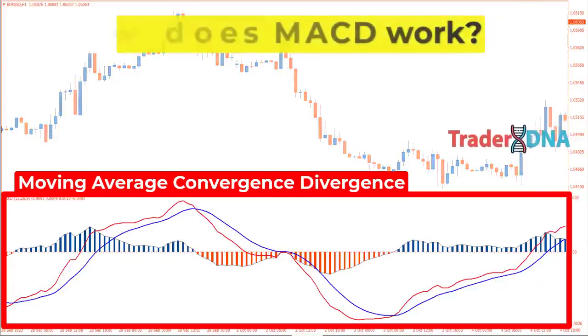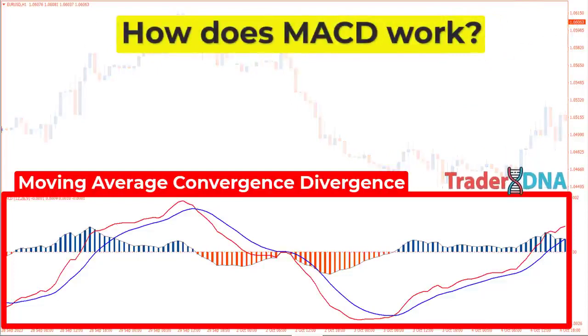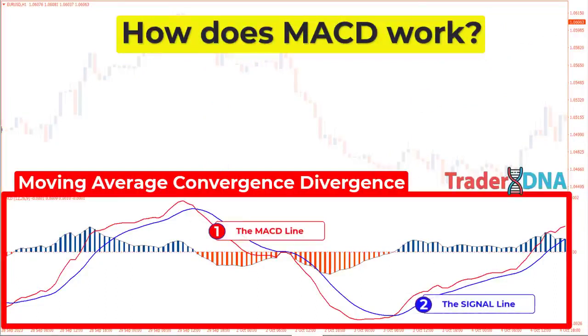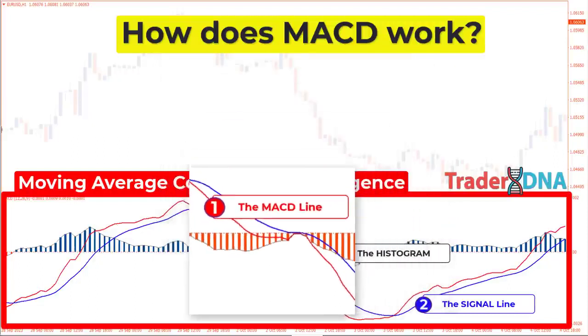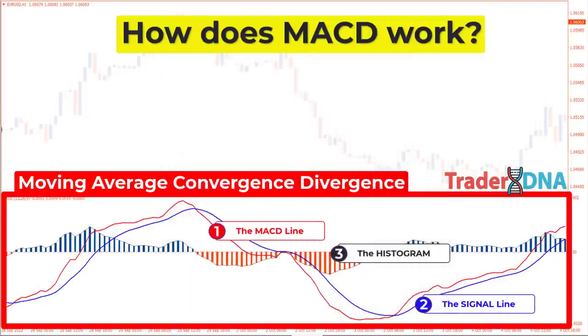How does the MACD work? The MACD indicator operates using three components. First, the MACD line. Second, the signal line. Third, the histogram. The initial line, referred to as the MACD, represents the disparity between two moving averages, typically the 12-period EMA and the 26-period EMA. It's crucial to grasp the distinction between MACD the indicator and MACD the line.